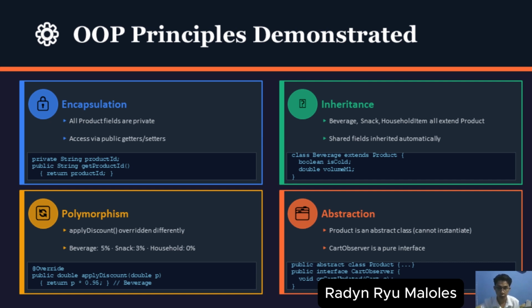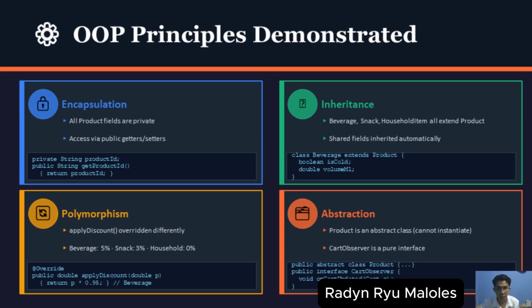Second is abstraction. We created an abstract product class that cannot be instantiated directly, serving as a blueprint. Third is inheritance. We then created subclasses for beverage, snack, and household item that extend this base product class, automatically inheriting those shared fields.